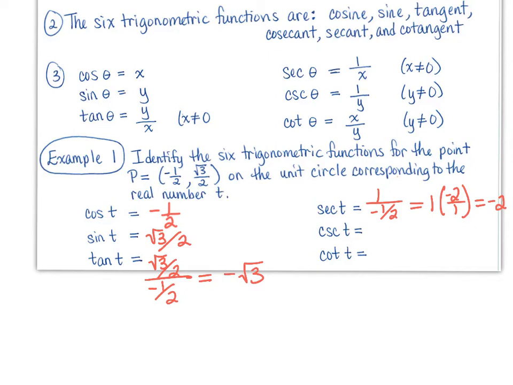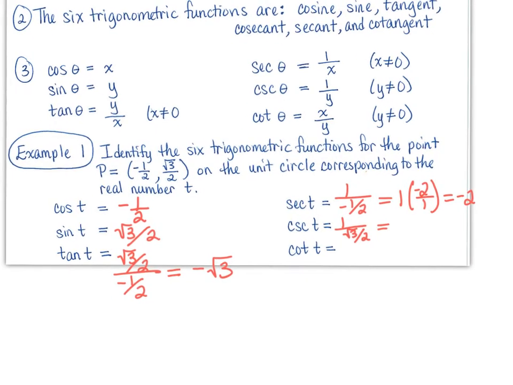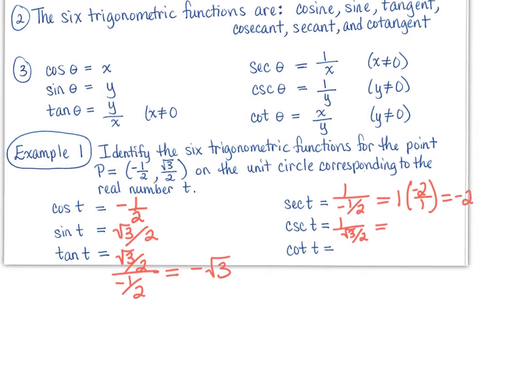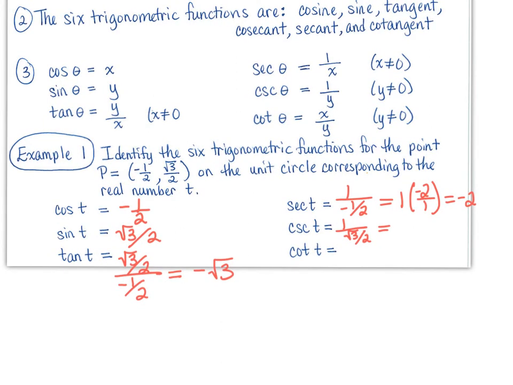What is cosecant of T? 1 divided by root 3 over 2. 1 divided by square root 3 over 2. Good. And that's also what? Someone who has not answered. No decimal values, please. What is this equal to? 2 times the square root of 3 all over 3.